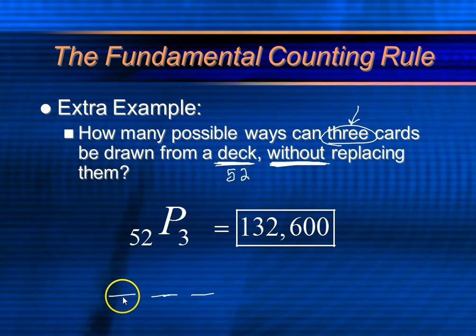And again, if I just wrote it out as a counting principle, what would I get? How many can I pick the first time? 52. The second time, 51. And the last card, there's 50 choices. So if I figured out my choices that way, I'd get the same answer.